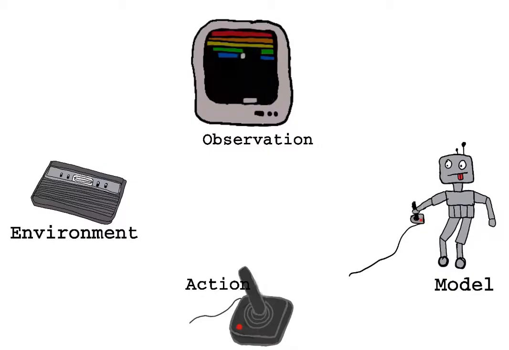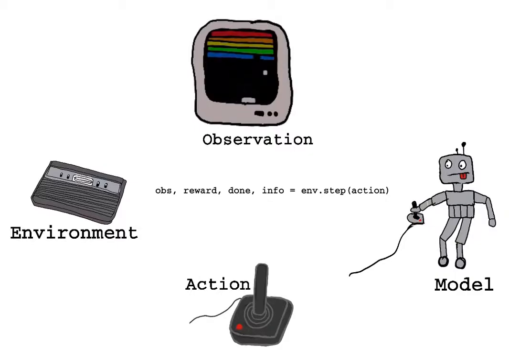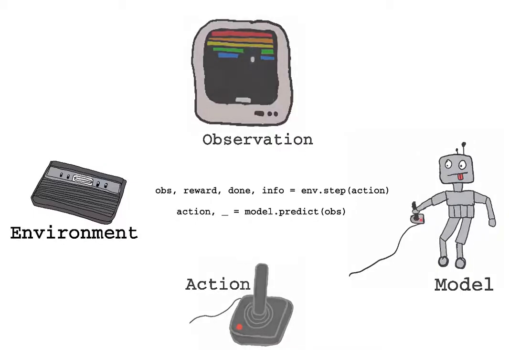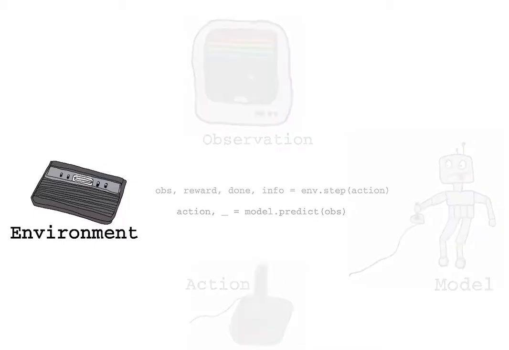The whole interaction revolves around two core lines of code. Taking a step in the environment, which takes in an action and provides back how the game reacts, and the model taking the observation and deciding the next action, which is the prediction step.